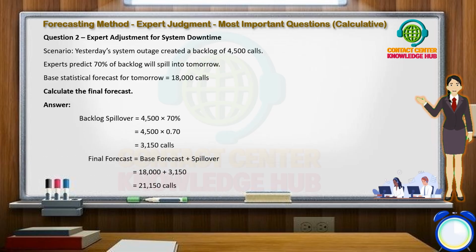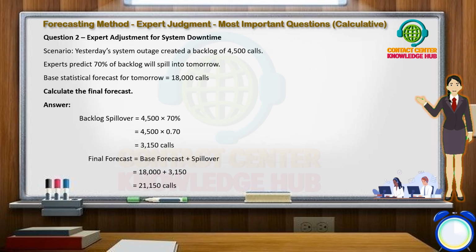So the goal is simple. We will calculate the spillover volume and then add it to the base forecast. Step 1. Calculate backlog spillover. Backlog spillover is equal to backlog times spillover percentage. Backlog is 4,500. Spillover percentage is 70% or 0.70. So, 4,500 times 0.70 is equal to 3,150 calls. That means 3,150 calls are expected to carry into tomorrow.